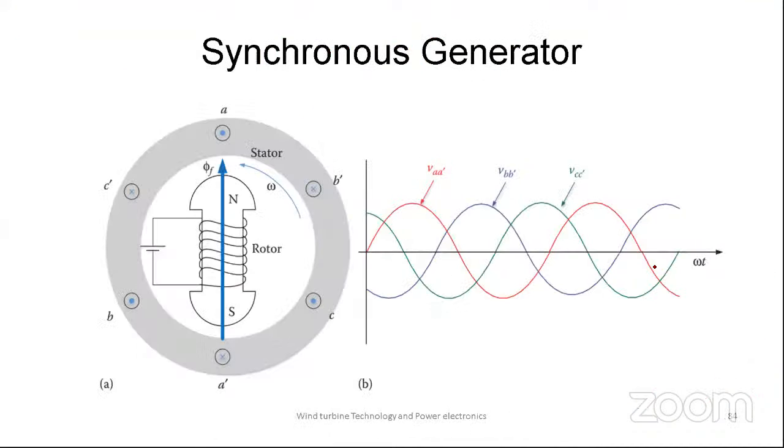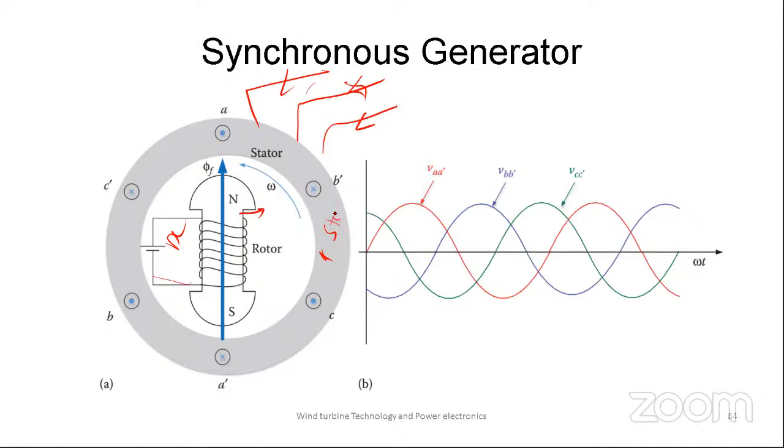The synchronous generator also has a stator and a rotor. The stator is connected to the grid, the same as the induction generator, and the rotor is connected to the external field. You can see the external field, that is a DC power. It's connected to the grid. Now what will happen? This also gets energized, and this also is energized.